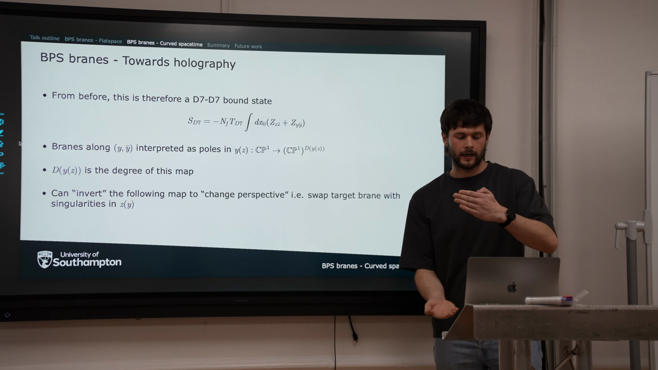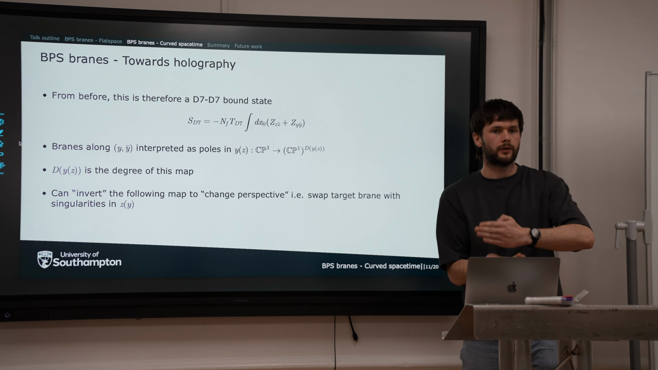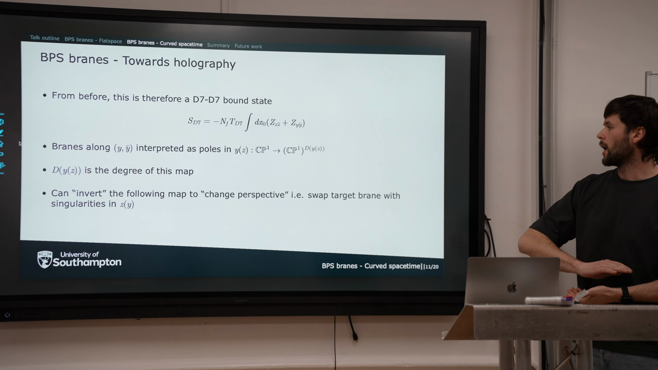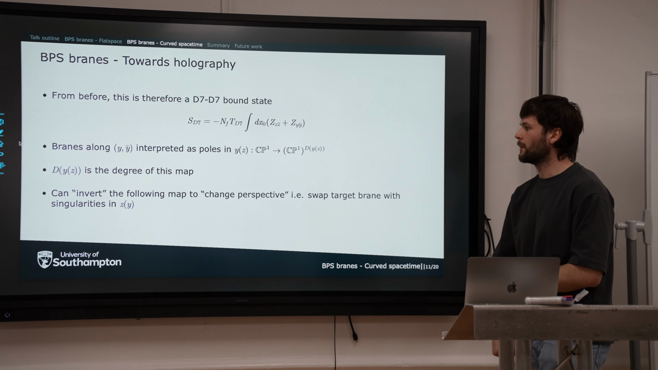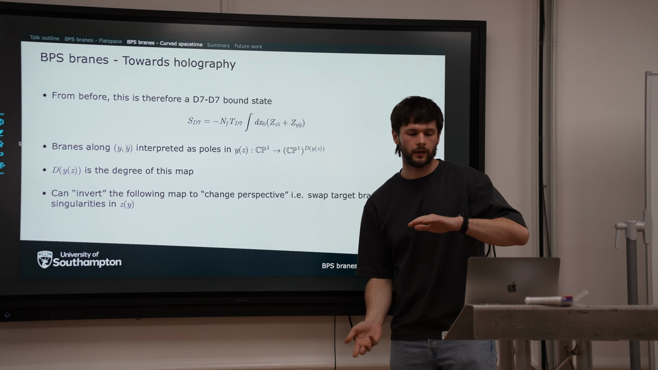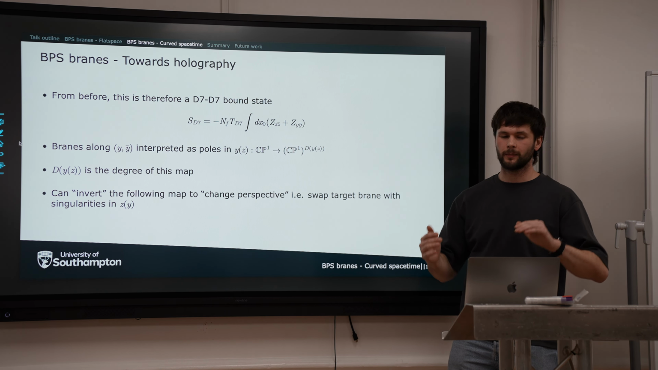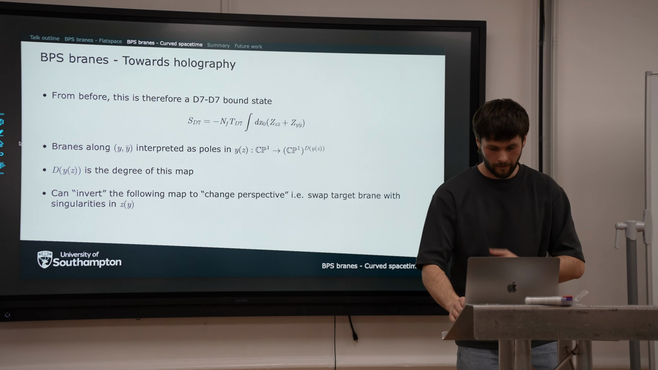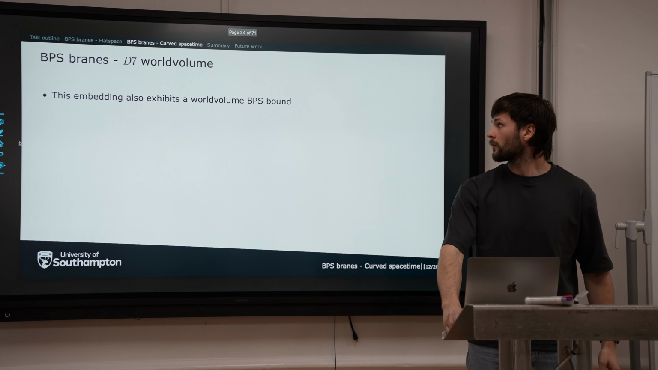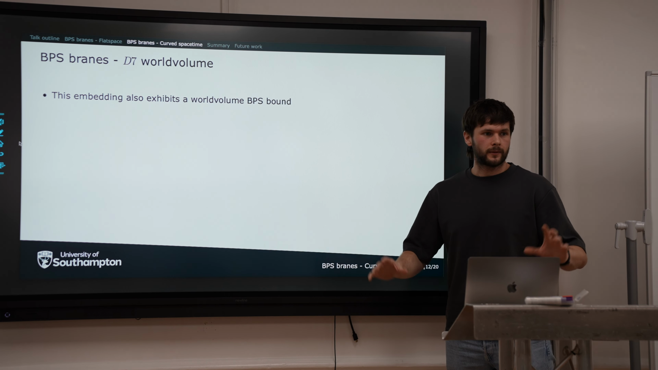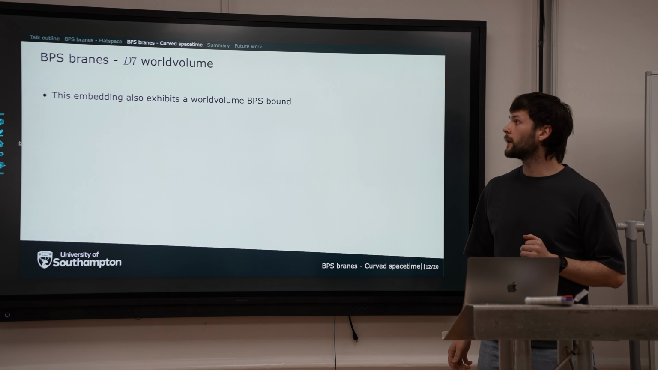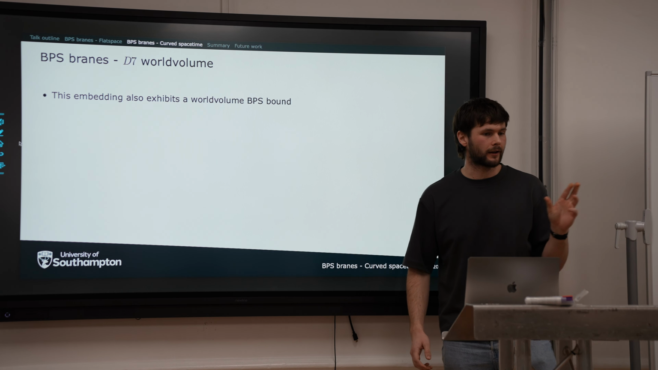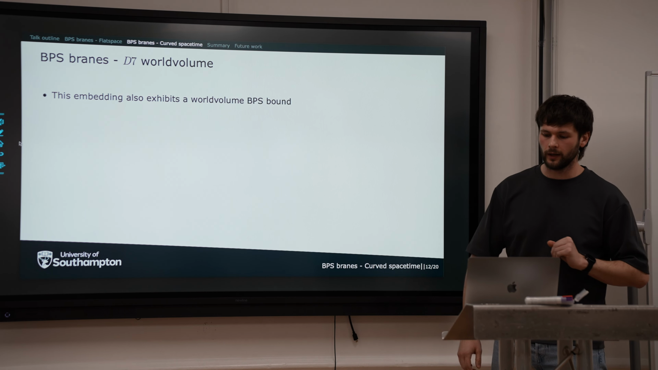And so because this is now a BPS intersection between two D7 branes, there's nothing in principle stopping us from instead considering a brane along the y and y bar directions and making an ansatz for z of y. So you can, in principle, change the perspective of what brane you're considering in this intersection. So that was the spacetime interpretation of this. Not only this, we can show that they exhibit a world-volume BPS bound in an analogous manner to the M2 brane case we saw earlier.